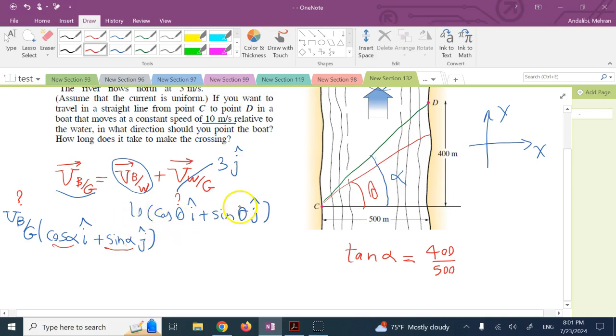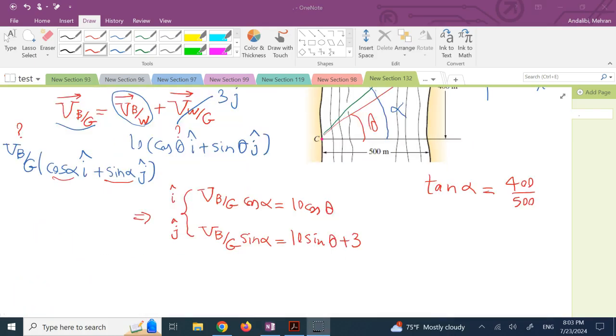And if you look now, you have two vectors, one on the left, one on the right, and the right is the summation of these two vectors. And clearly two vectors are equal if the i components are equal, the coefficients of the i's and the coefficients of the j's. And if we do that, what do we get? On the left, we have VBG cosine alpha for i. On the right, we have 10 cosine theta for i. For the left, we have what? We have VBG sine alpha for j. For the right side, we have 10 sine theta plus 3. Okay? Basically, these two equations.